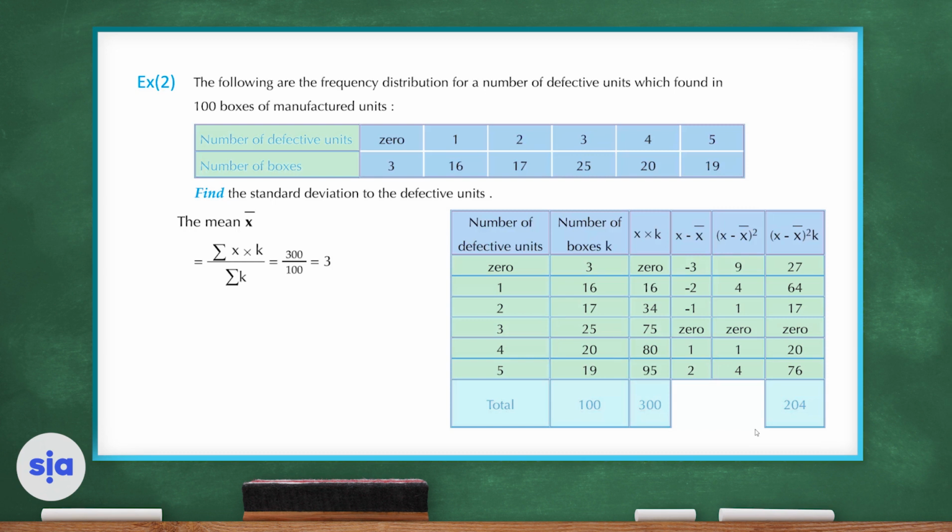To find the standard deviation, it's the square root of the summation of x minus x bar all squared times k, which is the sum of the last column, over the summation of k, which is 100. Then the standard deviation in this case is 1.428 units.